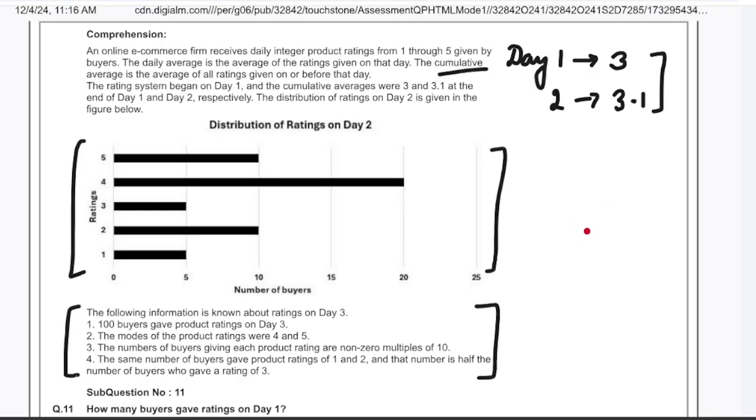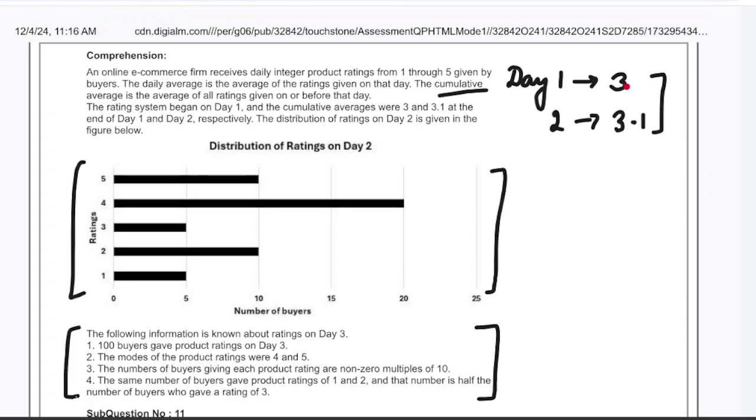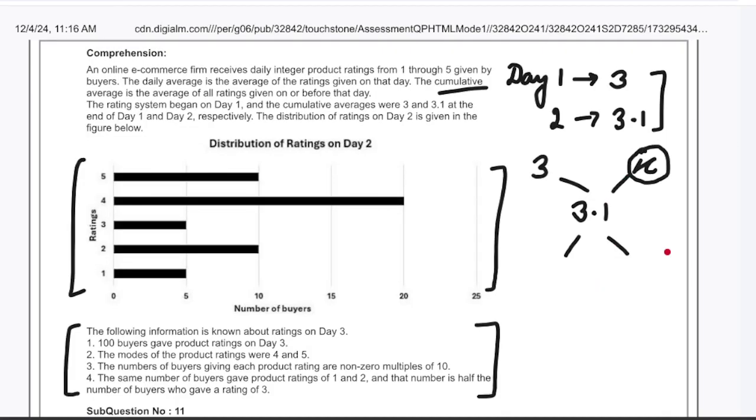Now to find out the number of buyers on day 1, we know the average is 3. So if we come to know the average of day 2 also, that will give us a hint how to find that out. For example, as we have done mixture and alligation, if day 1 is 3, day 2 is x, and the cumulative is 3.1, then by using mixture and alligation, I can find out the numbers. Now first of all I need to find out this x.